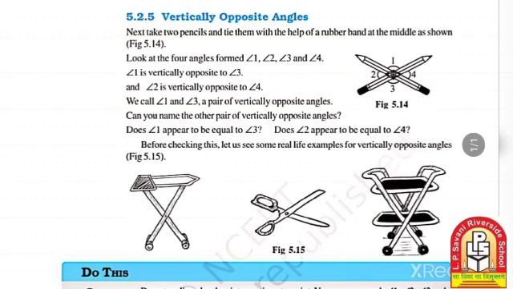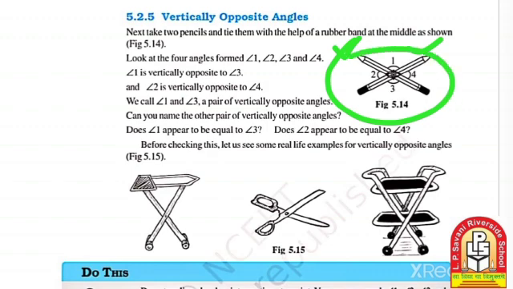In the previous lecture, we learned about the types of angles and we completed the linear angles. So let's start with vertically opposite angles. What is a vertically opposite angle? Next, take two pencils and tie them with the help of a rubber band at the middle as shown in the figure.